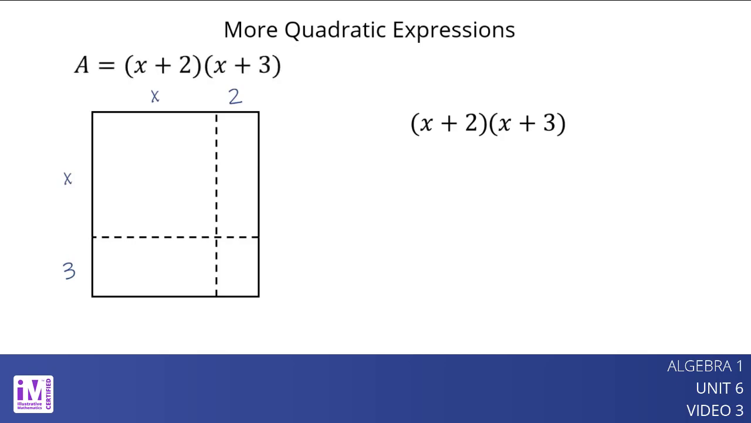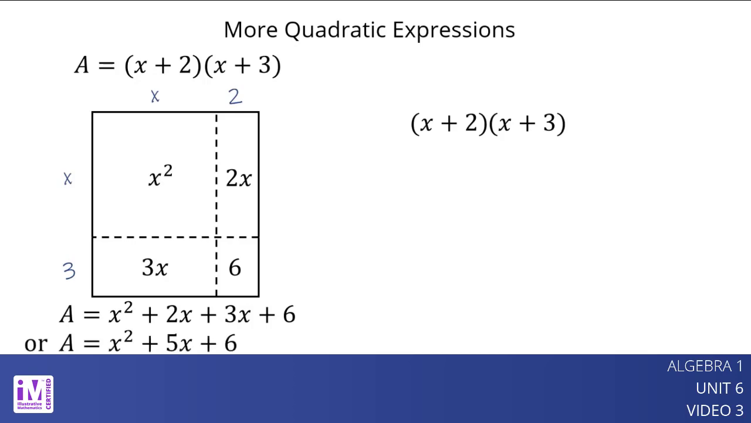Adding the areas of the four subrectangles also gives the area of the rectangle. This means that the quantity x plus 2 times the quantity x plus 3 is equivalent to x squared plus 2x plus 3x plus 6, or x squared plus 5x plus 6. Notice that the diagram illustrates the distributive property being applied. Each term of one factor is multiplied by every term in the other factor.